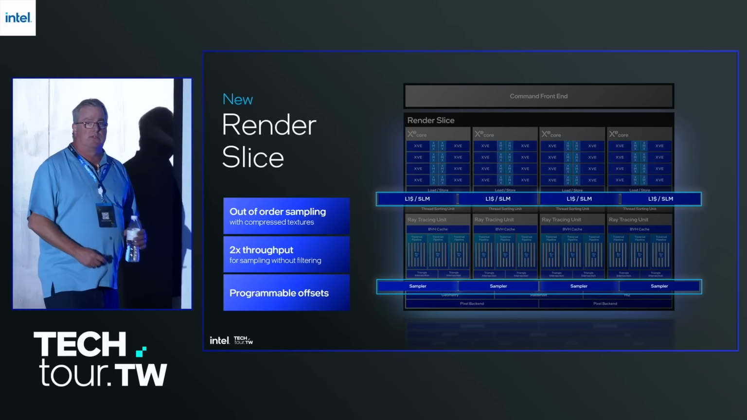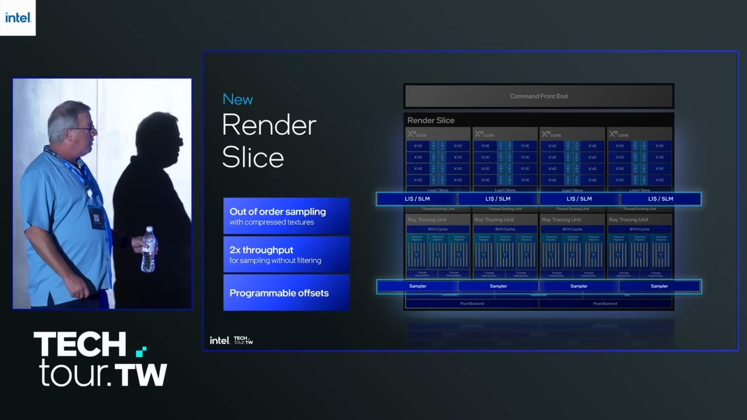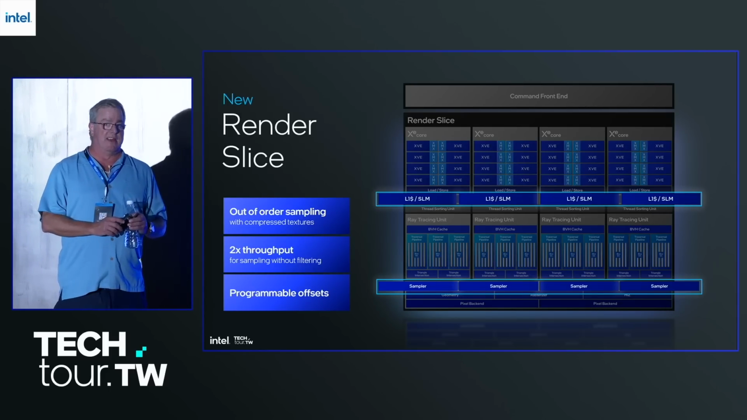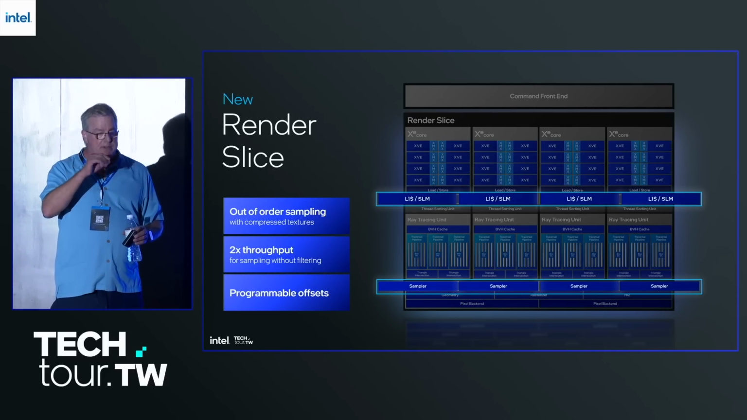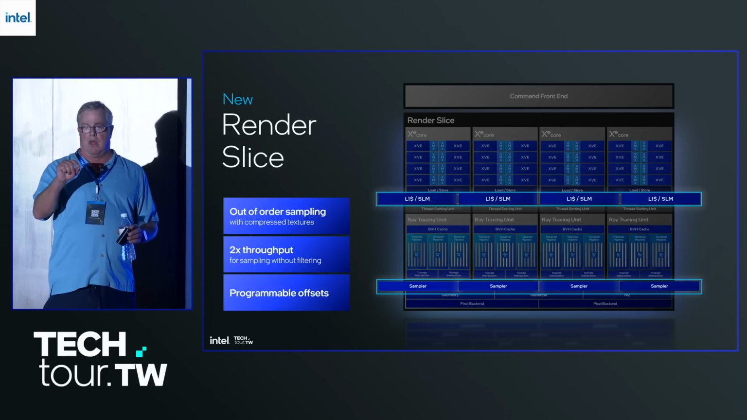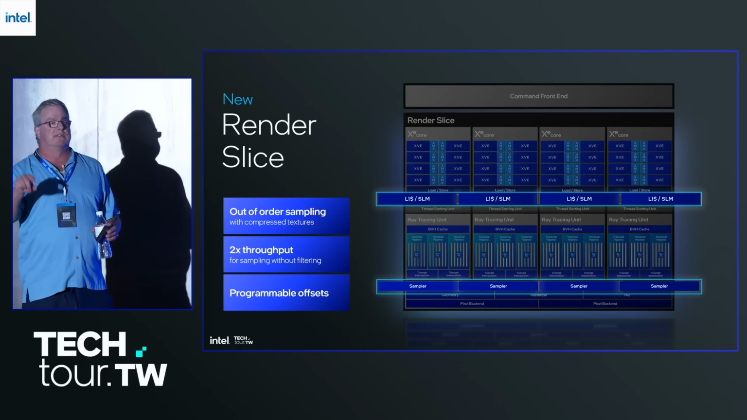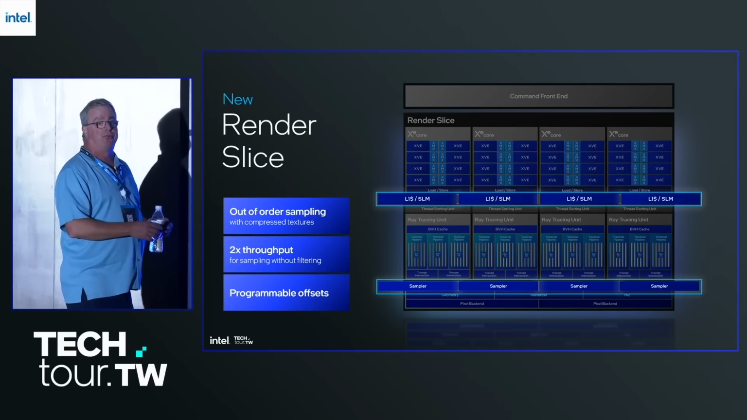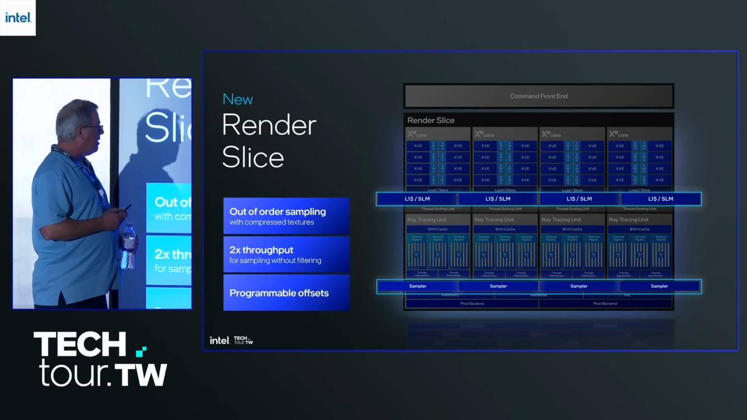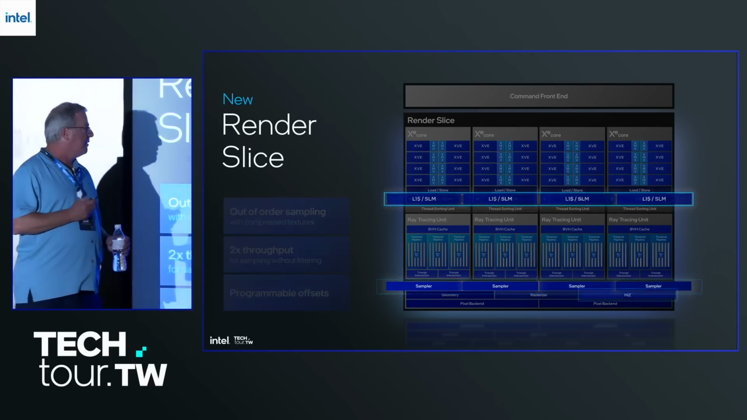We support 2x the throughput on a sampler read, and we support programmable offsets. This is a little bit technical, but a programmable offset is an offset relative to the center of the sample, which allows us to implement higher level filters directly in hardware.